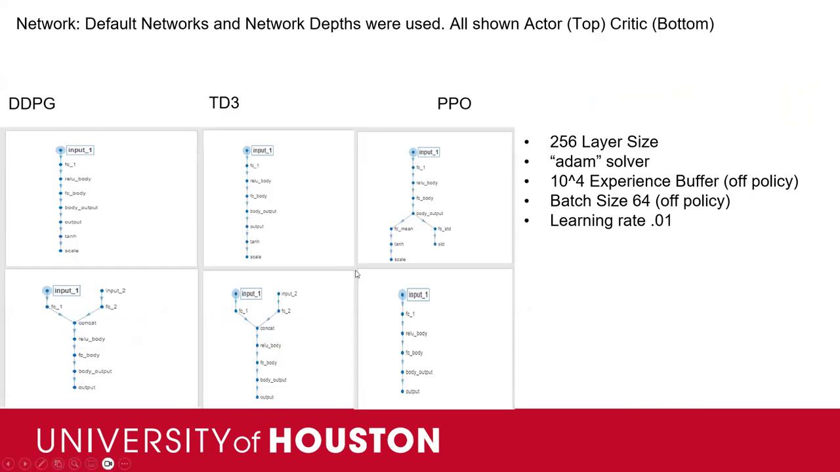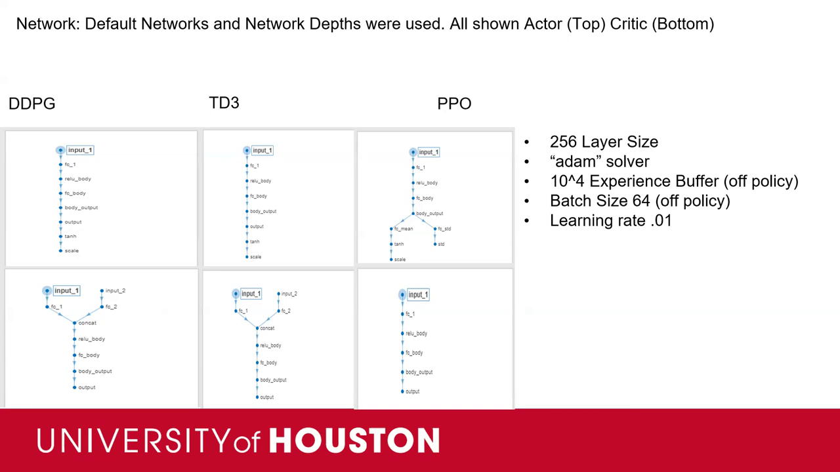So, for the networks, we used just default networks and default network depths. Now these are all shown. The top are the actors of the system. The bottom are the critics. This network geometry is what MATLAB Reinforcement Learning Toolbox just defaults to. Now, throughout this project, we did not change this geometry. We did not change the depth.